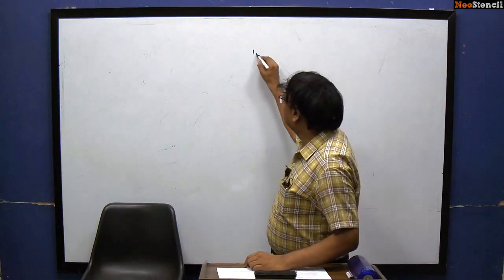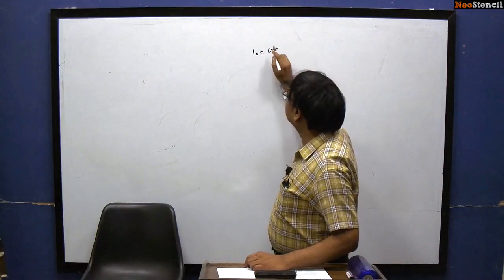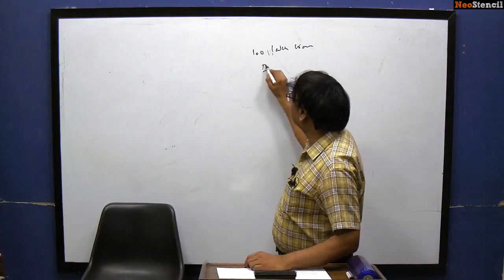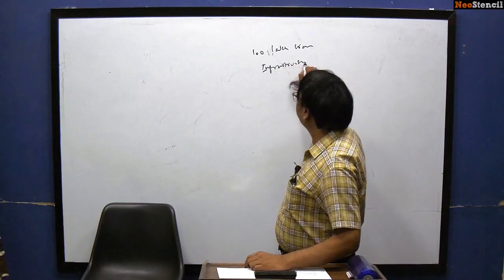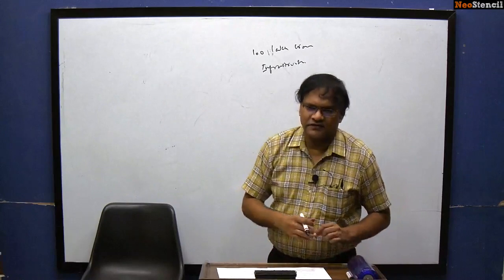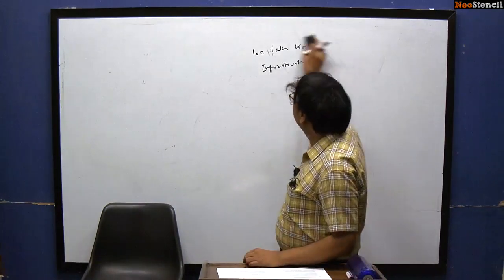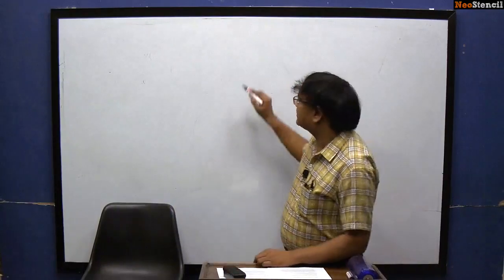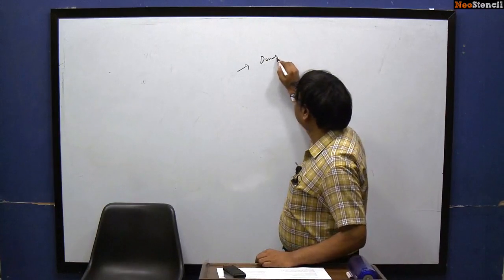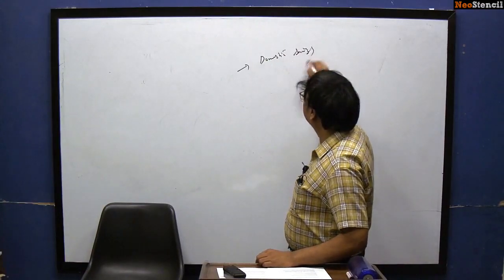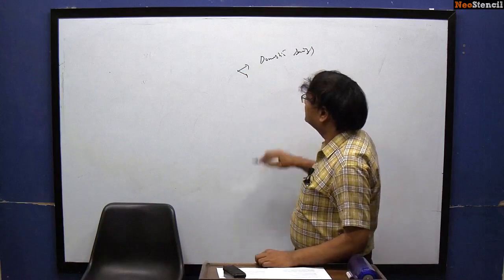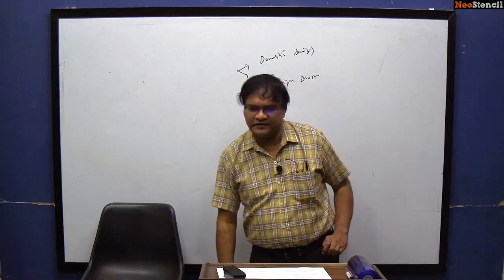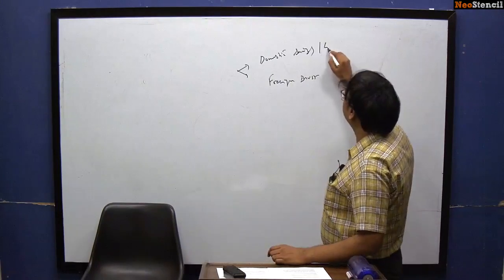It is said that we require 100 lakh crores of rupees for investment in infrastructure. Where will this money come from? This 100 lakh crores of rupees can come from either domestic savings, foreign investment, or domestic borrowings.